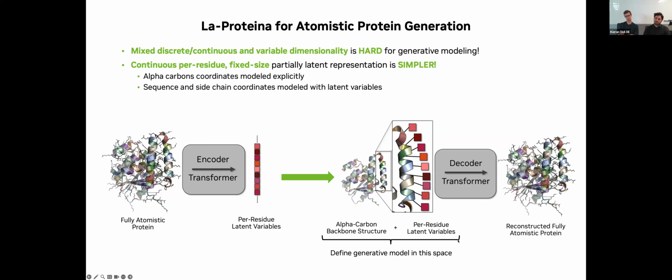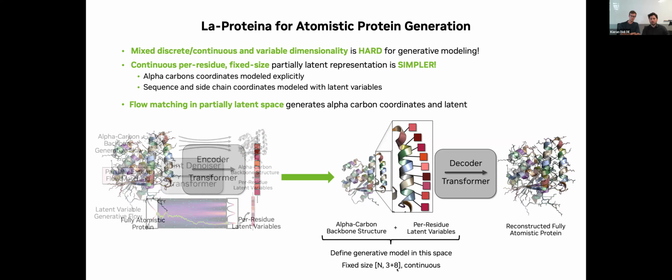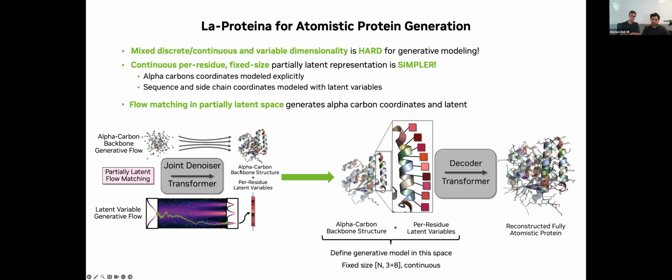And this is kind of nice because, as I said before, this is a continuous space that has a fixed size: number of residues times 11, where this 3 basically comes from the alpha carbon coordinates, and the latent variables are 8-dimensional. So again, we have a fixed size continuous representation for proteins, which we can use to train our flow matching. And that's exactly what we do. We train flow matching in this partially latent space. After training, our flow matcher produces alpha carbon coordinates and the latent variables, and then we feed them through the decoder to actually get the structure we generate.